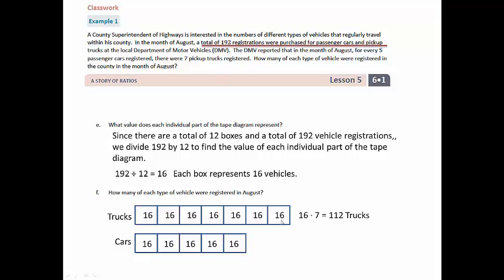To find the number of trucks, I'm going to multiply 16 times the 7 boxes here, which is 112 trucks. To find the number of cars, I'm going to multiply the 16 by the 5 boxes to get 80 cars.